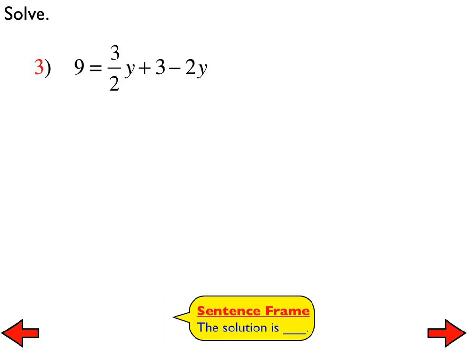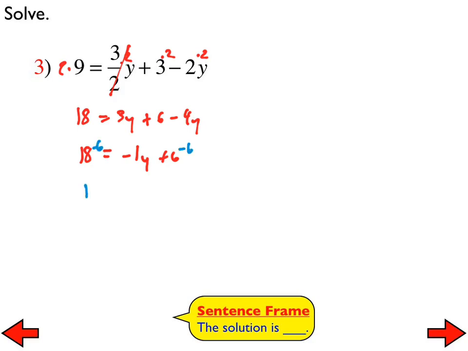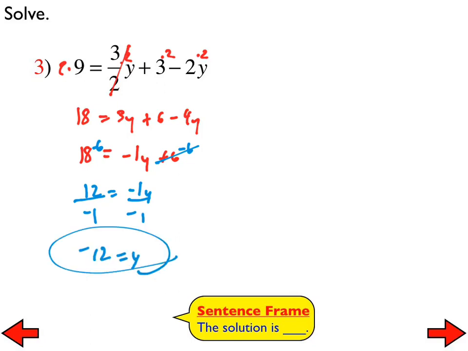So I accidentally took off everything, so let me do this again. Multiplying everything by the common denominator. We have 18 equals 3y plus 6 minus 4y. Combine like terms, so I have negative 1y plus 6 equals 18, and I'm just going to leave it in that order. I know some of you rewrite it, and that's fine. So now I have 12 equals negative 1y. Divide both sides by negative 1, and the solution is y equals negative 12.